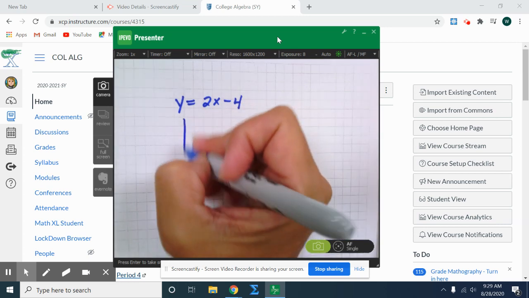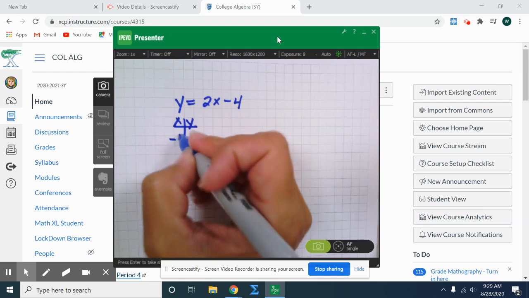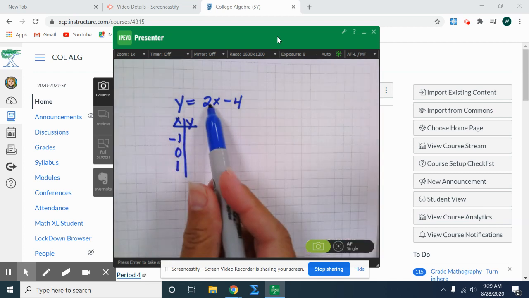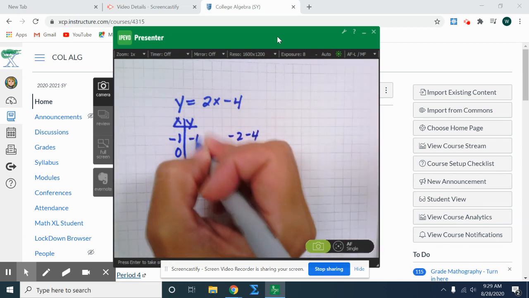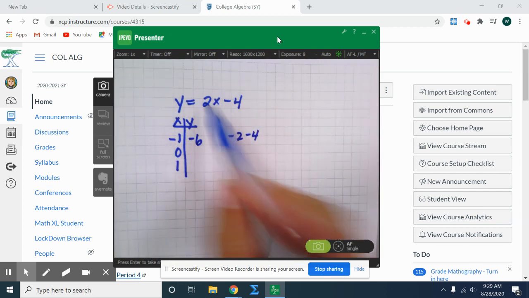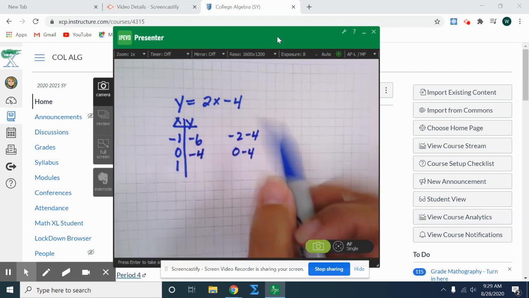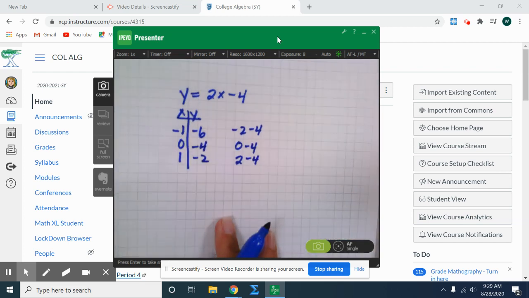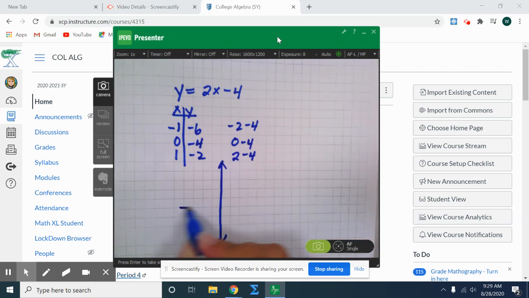This one, again, I'm going to use a table. Let's say I use the ordered pairs of -1, 0, and 1. If you want to substitute in, you can do that. 2 times -1 is -2, minus 4 is going to be -6. 0 times 2 is 0, minus 4 is going to be -4. 1 times 2 is 2, minus 4 is going to be -2. You can also use your graphing calculator. Go ahead and graph that.